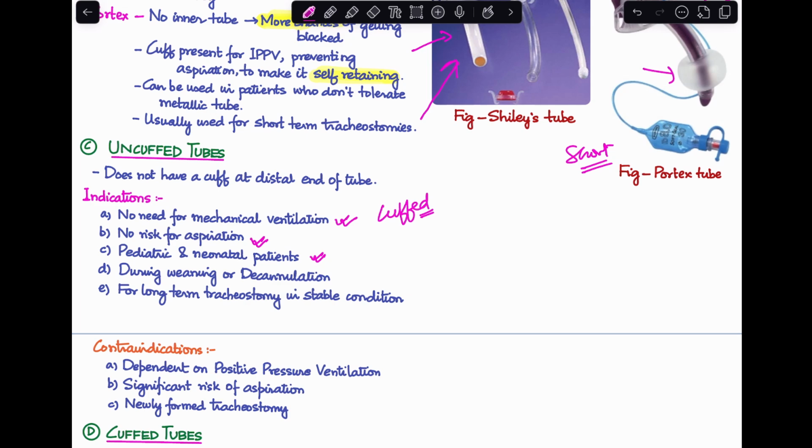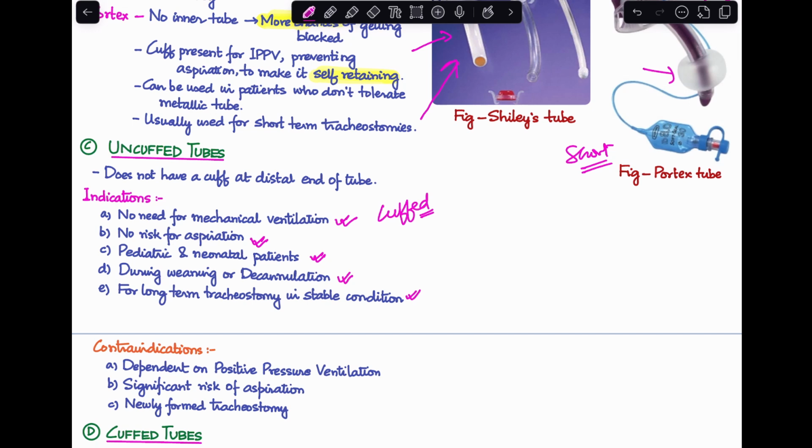Now, pediatric and neonatal patients, their trachea is still developing. So, we prefer not to use a cuffed tube over here so as to minimize the damage caused to the trachea. Because if you end up using a cuffed tube, it can lead to the development of tracheomalacia or tracheal stenosis or tracheoesophageal fistula. Next indication is we use an uncuffed tube during the time of weaning off the patient or decannulation. And lastly, we also use them in long term cases who are in stable condition. So these are the indications of using an uncuffed tube.